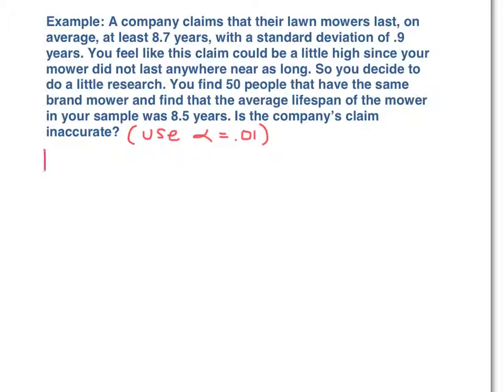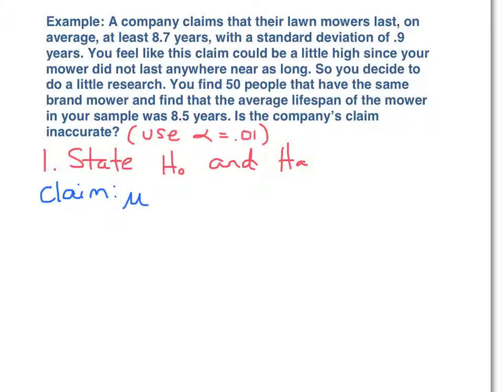Okay, so the first step, no matter what method we're doing, is always going to be to state your null hypothesis and your alternative hypothesis. So what I like to do is I first like to take the claim and figure out what the claim is in symbols. Okay, so the claim here is that a company's claiming that all their lawnmowers last on average of at least 8.7 years.